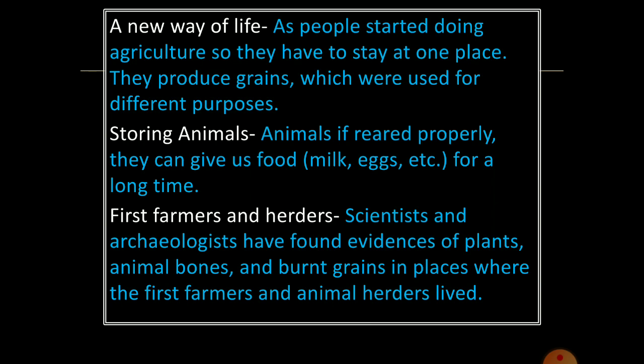First farmers and herders. Scientists and archaeologists have found evidence of plants, animal bones, and burnt grains in places where the first farmers and animal herders lived. This is how we got to know what type of crop used to grow at that time, what type of animal used to live at that time, and many more things.